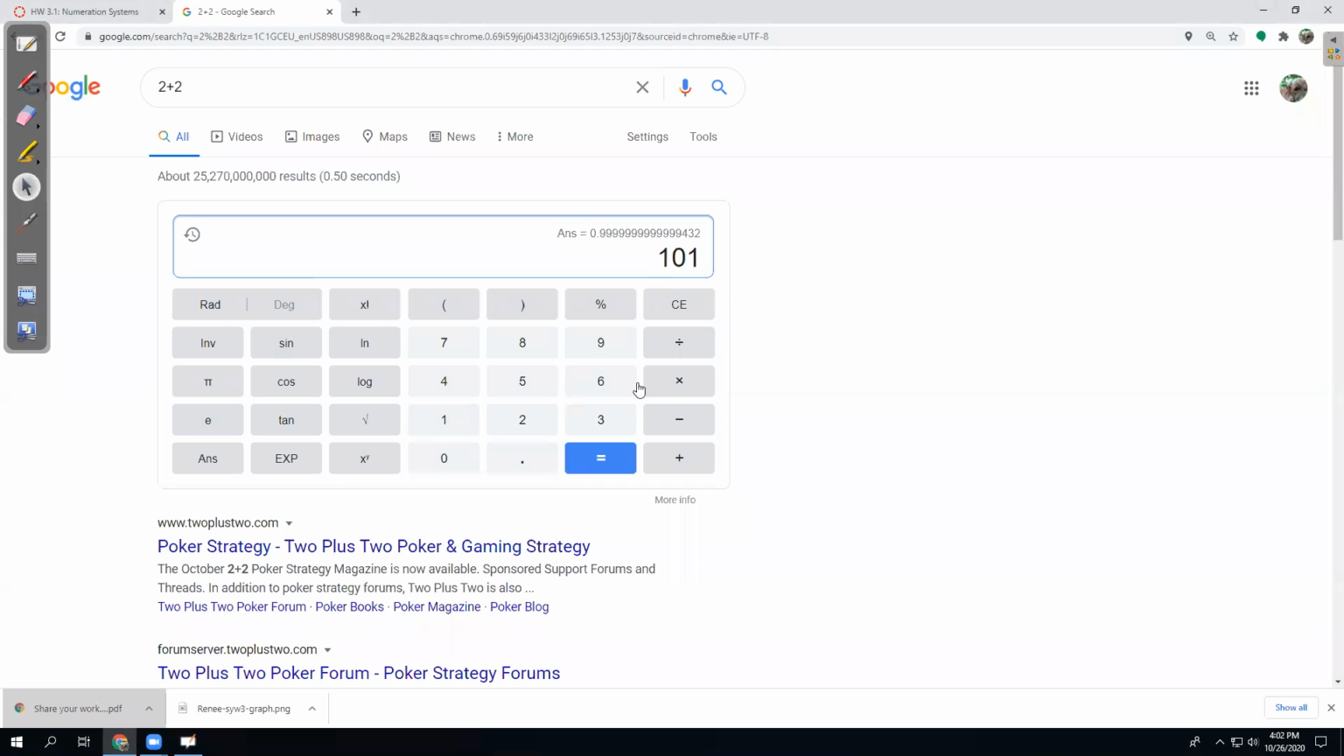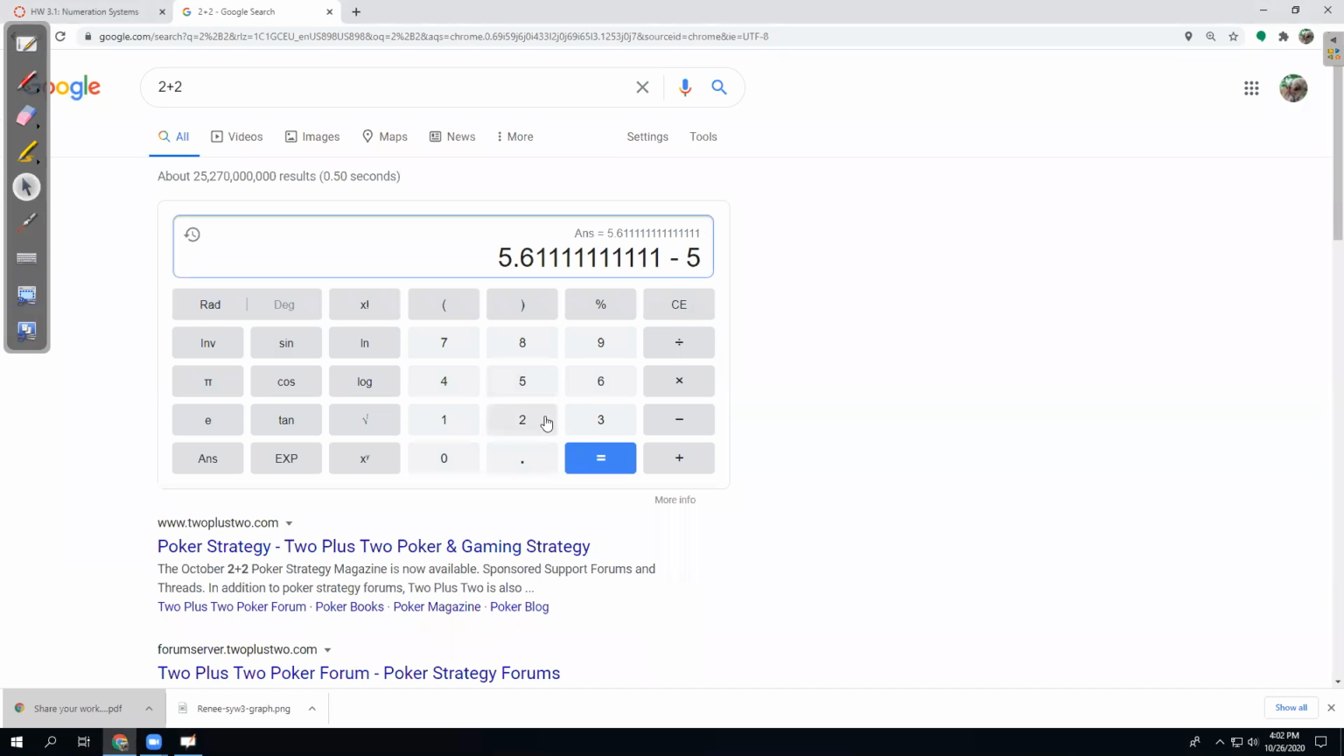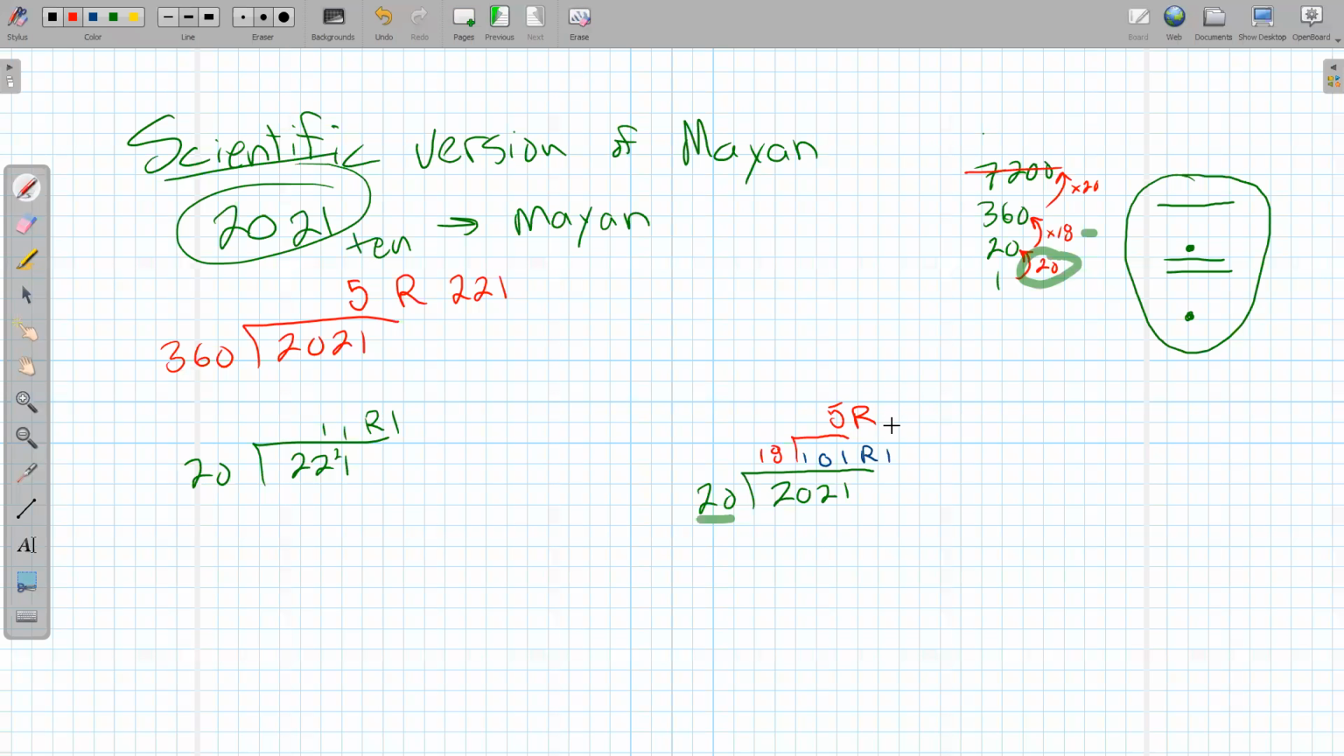So 101 divided by 18 goes in 5 times. So we'll make a note of the 5. Go back and get the remainder. We take away the 5 we just accounted for, multiply back the 18 that we divided by, and I get 11 as the remainder. And then they group by 20 again after that. So now I divide 20 into 5. 20 goes into 5 0 times with a remainder of 5. And so this is my numeral, 5, 11, and 1.